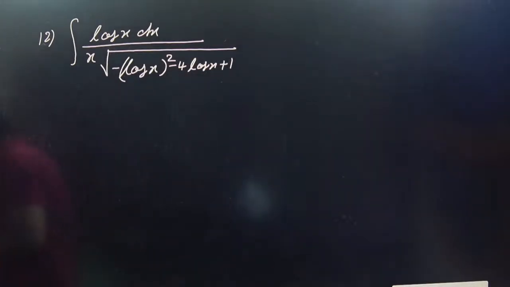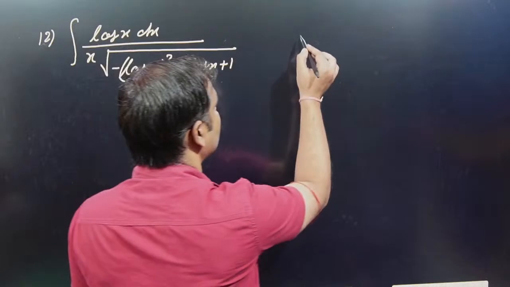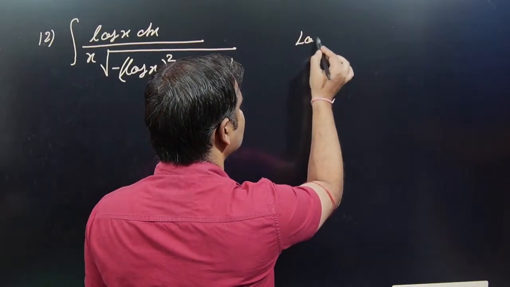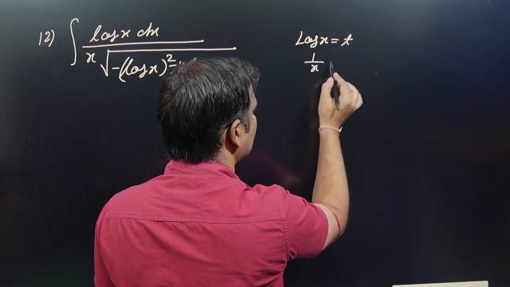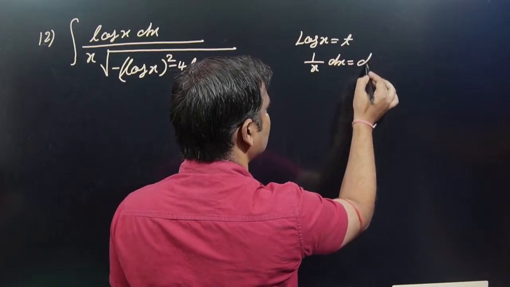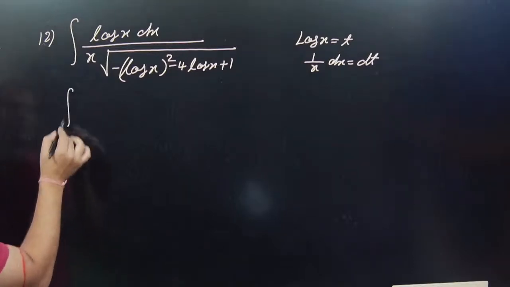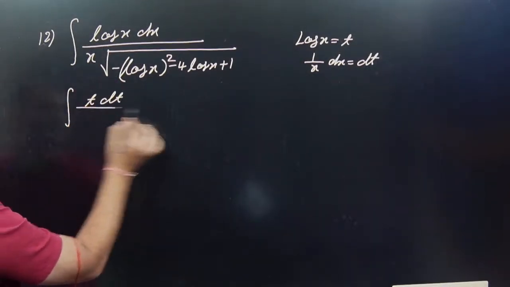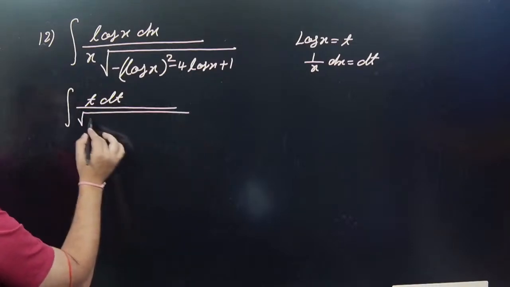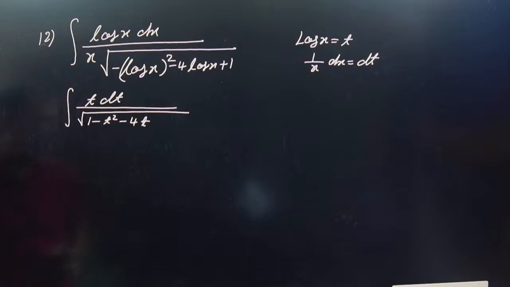Okay, so how can we solve this type of problem? Simply first we focus on taking log x equal to t. So differentiation of log x is 1 by x dx, this will be equal to dt. Okay, so you can say this is written as t dt divided by under root of 1 minus t square minus 4t.